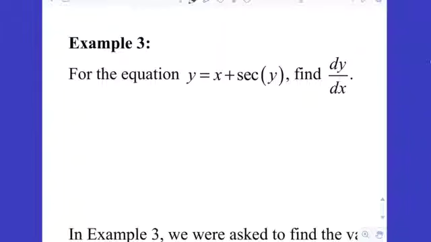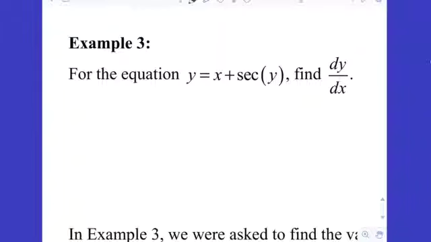So if you look at example 3, it says y equals x plus secant of y. Find dy/dx. Now, if you look at it very quickly, it looks like it could be solved for y as a function of x, right? It's y equals. It's solved for y. But what do you notice about the right-hand side? There's a y over there, okay? So in the end, it's going to be easier to solve for y and take the derivative if it can be done.